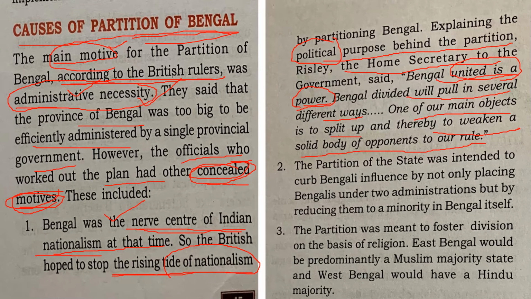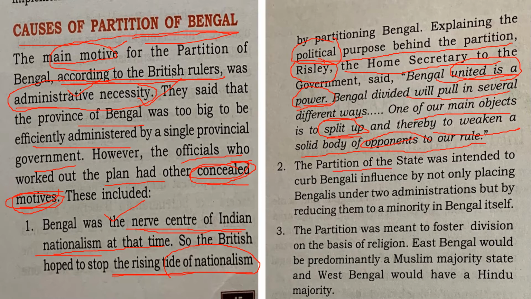This Bengal has seen many great national leaders who were making nationalism very strong there. So in the words of Risley, it clearly shows that the British wanted to split up Bengal so that the national movement of the Congressmen or the Bengalis, which was creating a very good impact, would become very weak. So that's the first reason.